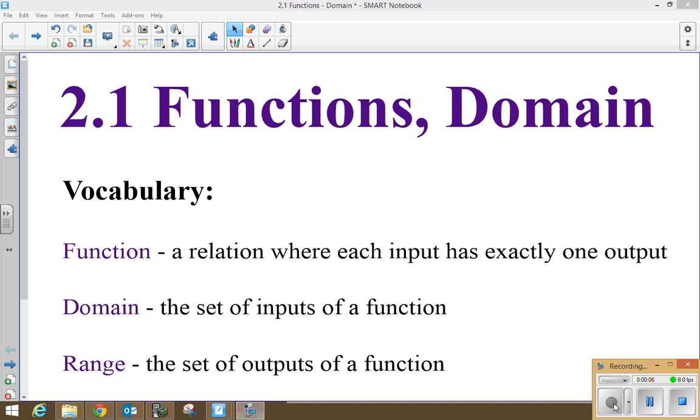Some vocab we need here to understand is first, function is a relation where each input has exactly one output. In other words, we only want one answer. We cannot have two answers with a function. Next is domain. It's a set of all inputs of a function. Typically, we think of inputs as x values, and we think of our output as our y values. Okay, and the range is a set of outputs of the function.